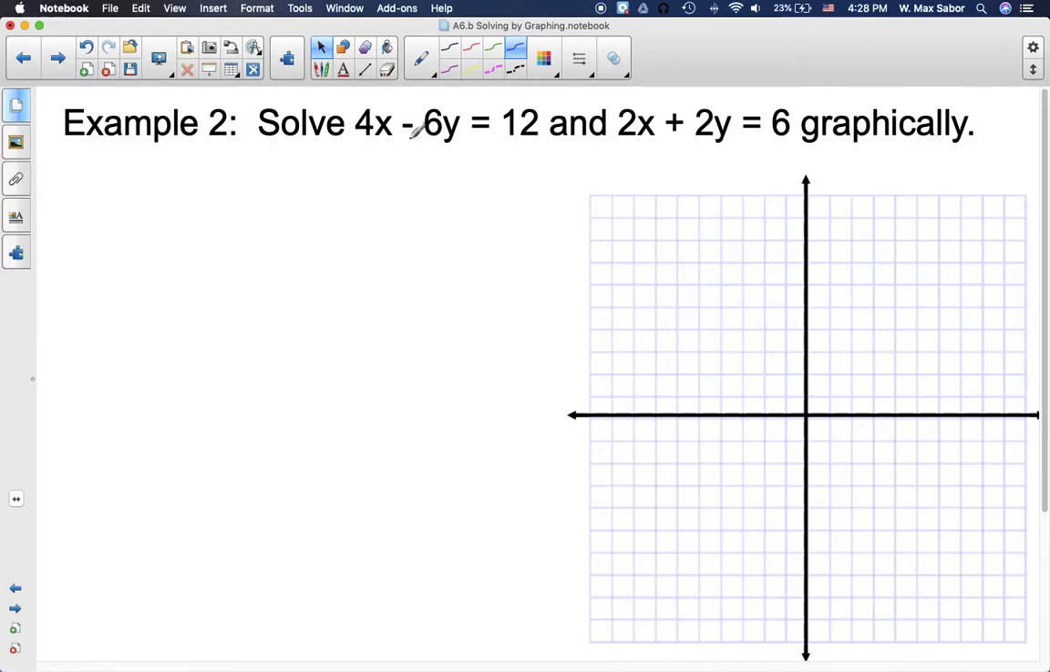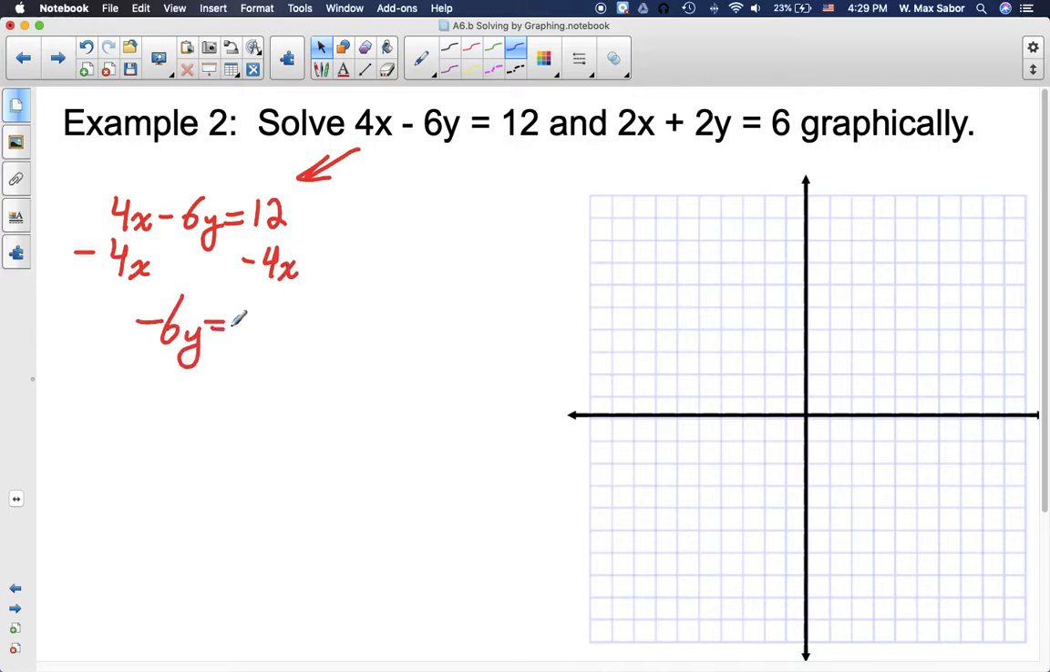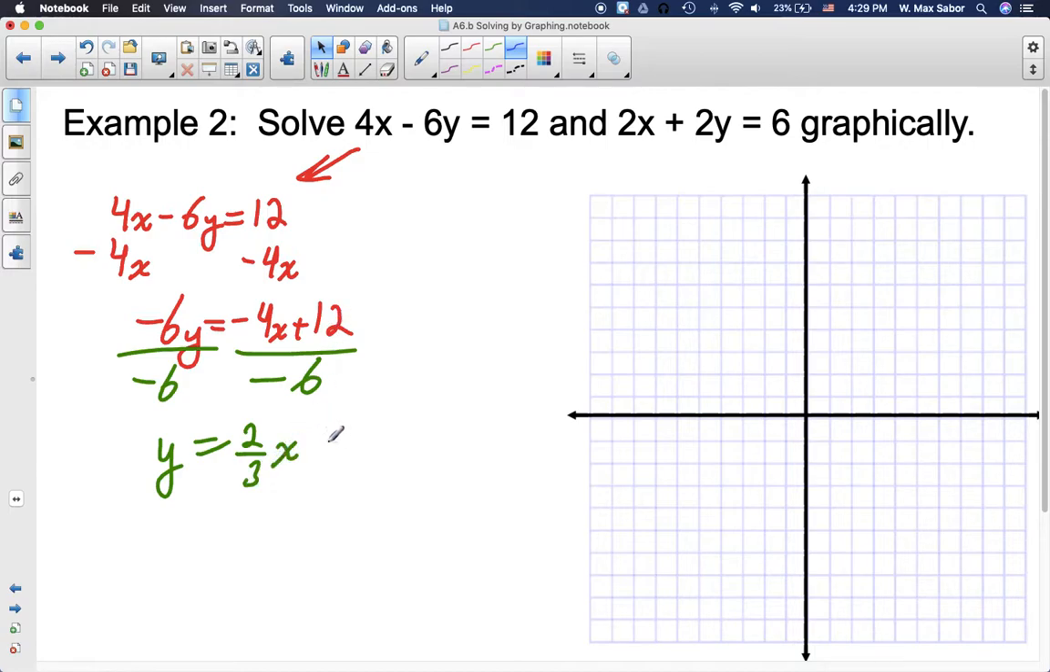Solving this graphically, well, we want to graph these two. I think it'll be easiest to get these into y equals mx plus b form first. So let's convert into slope-intercept form by solving for y. Remember, these are not like terms when you're solving for y, so this will be -4x plus 12. And when we divide by -6 here, we get y equals -4 divided by -6 is +2/3. +12 divided by -6 is -2. So our slope is 2/3, and our y-intercept is -2.